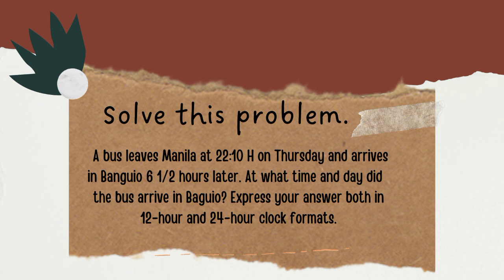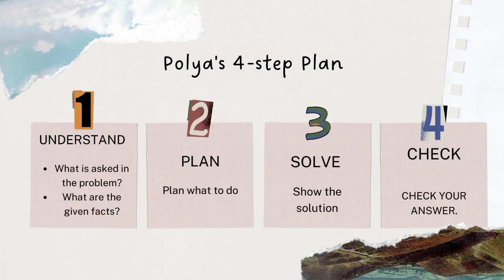A bus leaves Manila at 22:10 hours on Thursday and arrives in Baguio 6.5 hours later. At what time and day did the bus arrive in Baguio? Express your answer in both 12-hour and 24-hour clock formats. So, to solve the problem, we have Polya's 4-step plan. The first step is understand. What is asked in the problem, and what are the given facts?